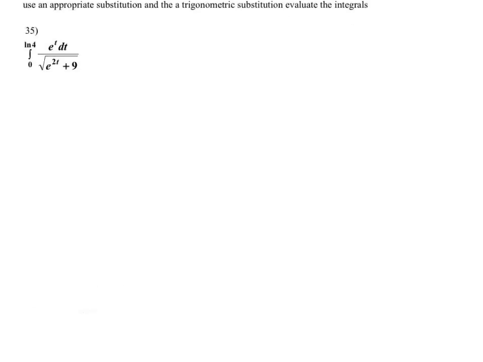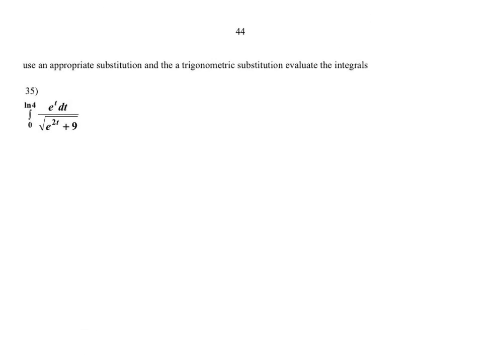Now one more example for section 8.3, trigonometric substitution. Let us see number 35, which is slightly different from the previous exercises we did in this section. We don't have x squared here, we have e to the power 2t. But e to the power 2t actually is the square of e to the power t. So let us do a change of variables here. We can take x equal e to the power t.